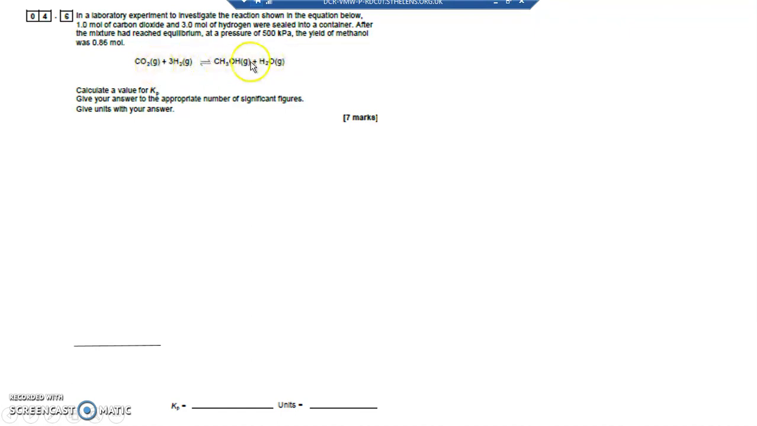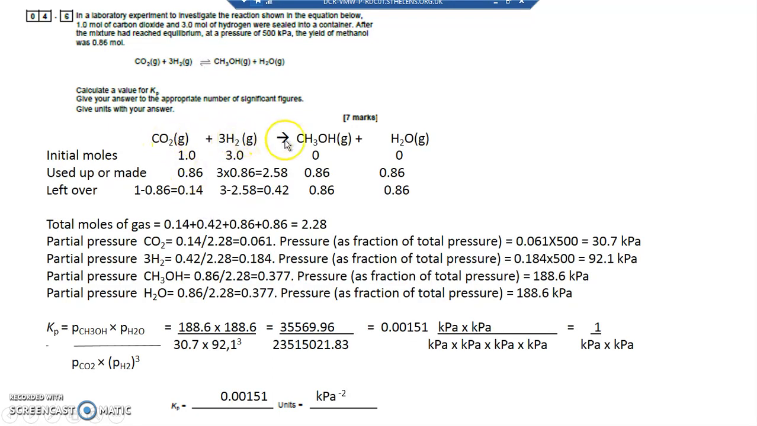If you've got gases, then pressure is the same as concentration, so you can replace concentration with pressure if you've got all gases in a reaction. So let's do spoilers first of all, so you can see how I'm going to set this out. So carbon dioxide and 3 moles of hydrogen, making 1 mole of methanol gas and 1 mole of steam or water.